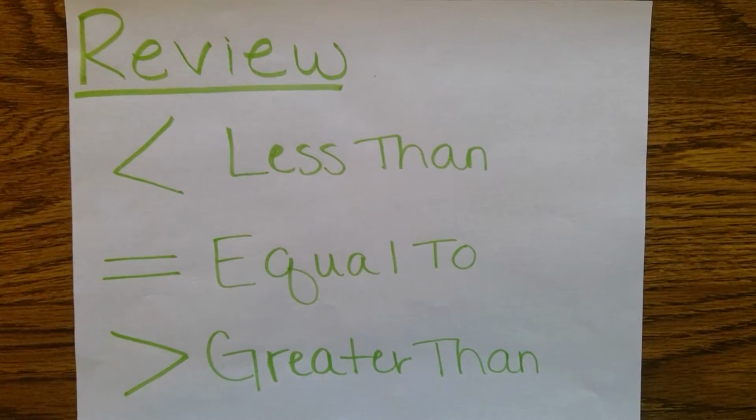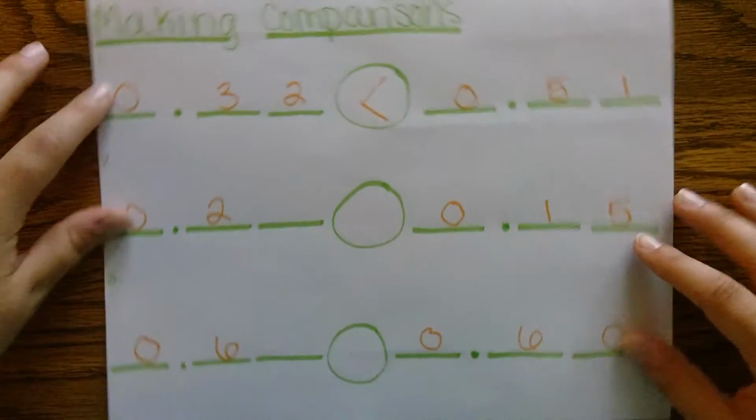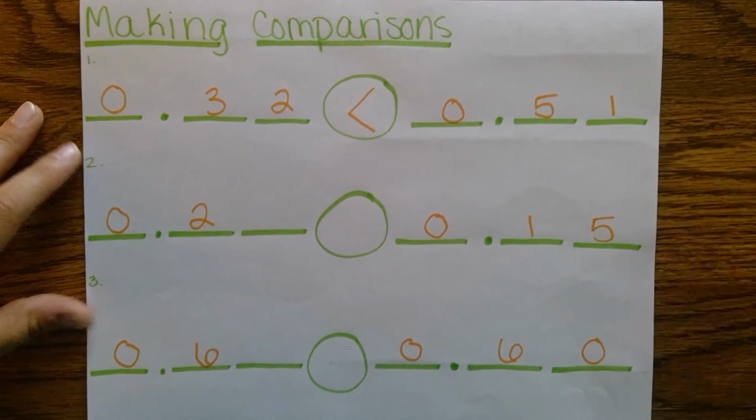different decimals. Now, comparing decimals is a little different than fractions or numbers because we have to look at each place value. It is very important to look at each place value. So here I have some examples. I've filled out the first one.